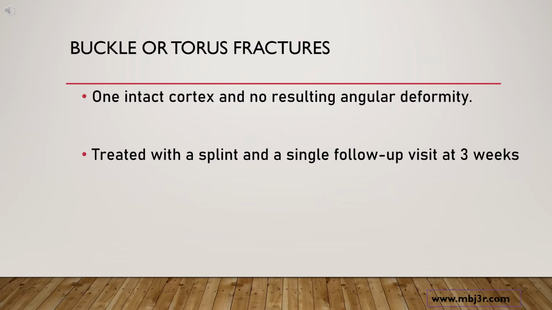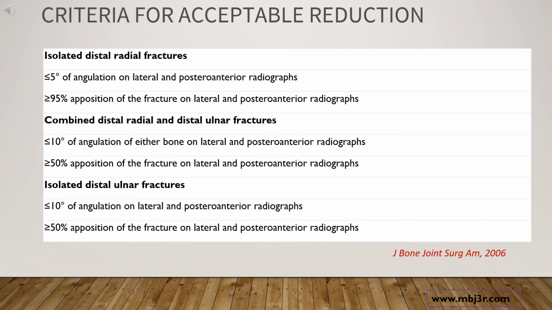Buckle or torus fractures are metaphyseal compression injuries with one intact cortex and no resulting angular deformity. These can be treated with a splint and a single follow-up visit at 3 weeks or a splint removal at home. Regular follow-up X-rays are not required in torus fractures.